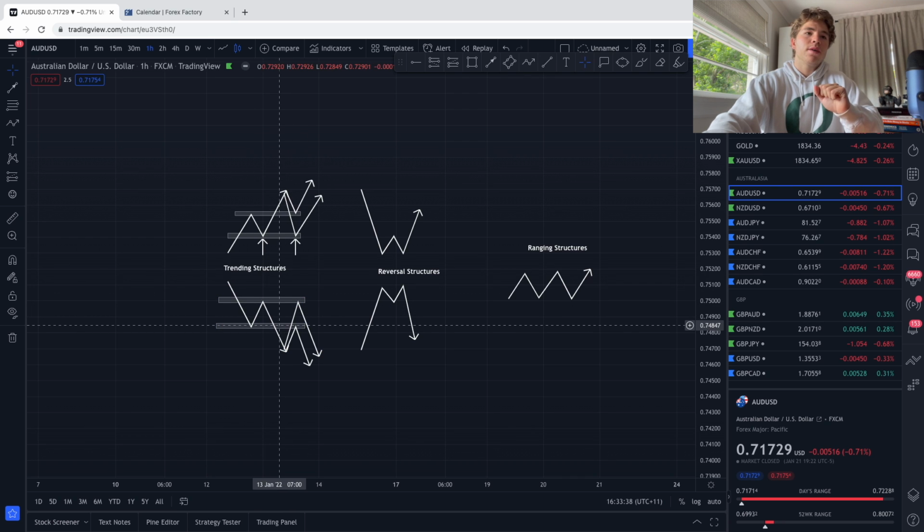Now, with all of these things, I'll explain in a bit how we can further identify the end of a push phase and the beginning of new push phases. But let's keep going through these structures.